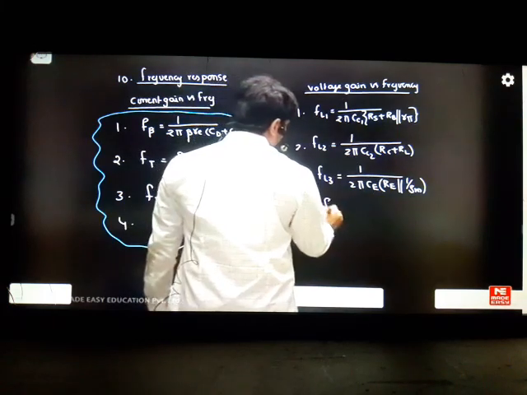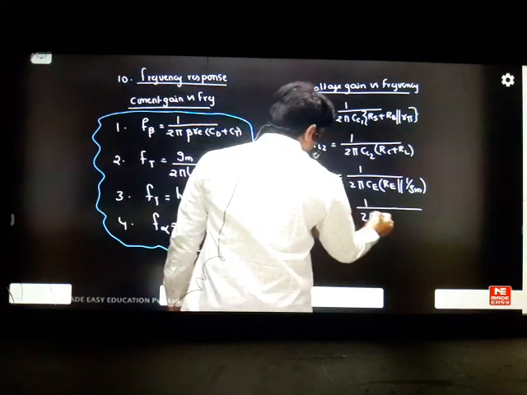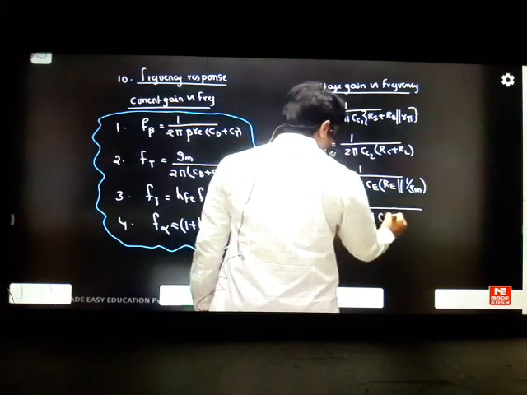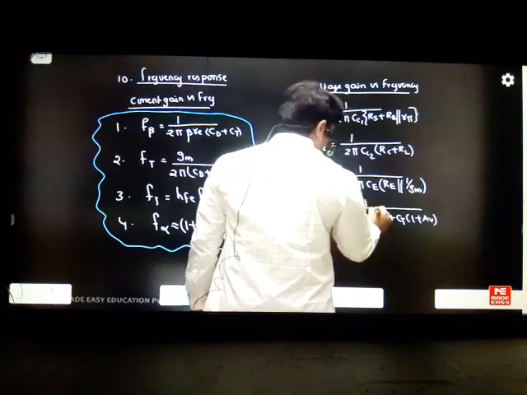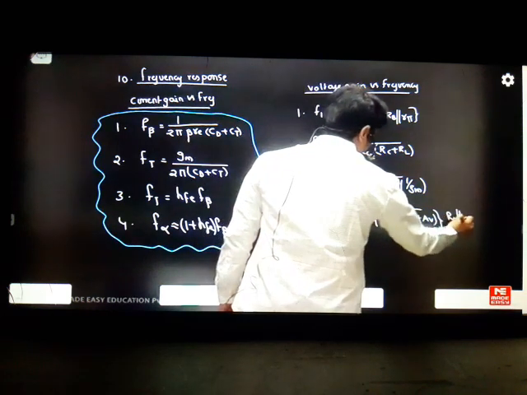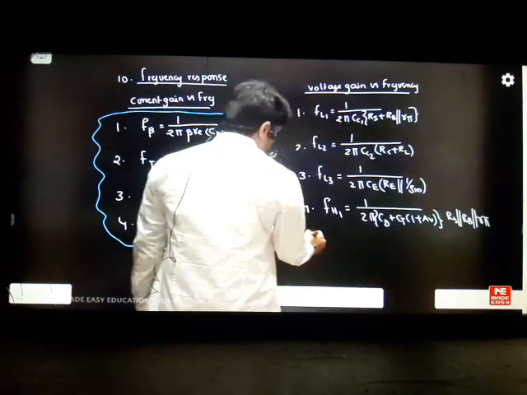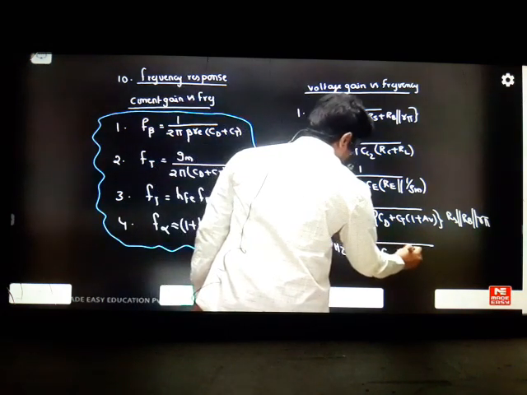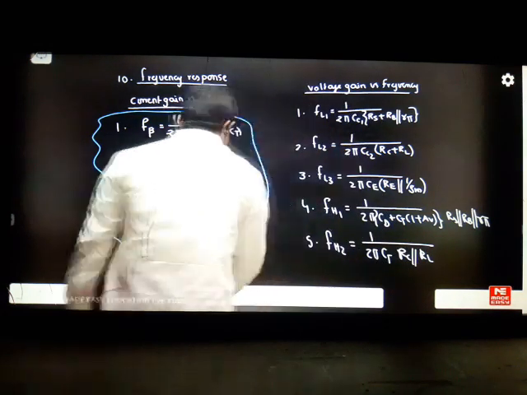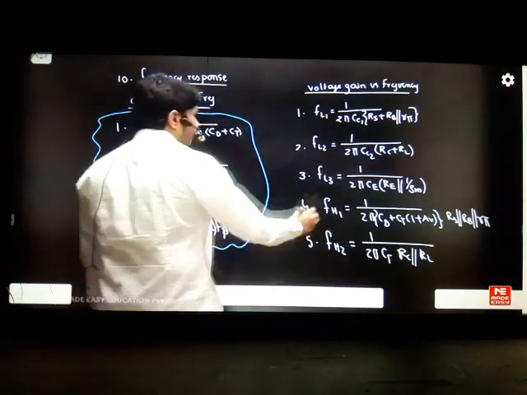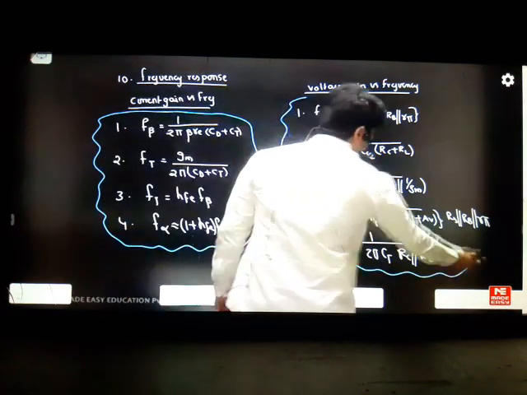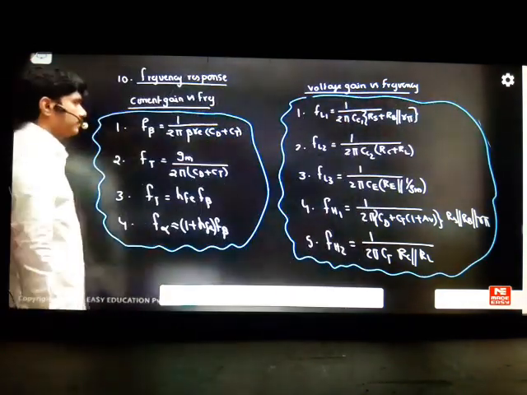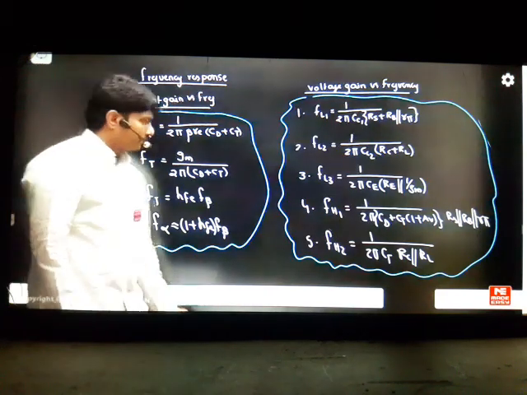Fourth formula, FH1 is 1 by 2 pi CIN, that is CD plus CD into (1 plus AV), Miller's effect, into (RS parallel to RB parallel to R pi). FH2 formula is 1 by 2 pi CD into (RC parallel to RL). So these are the basic formulas, which will give you a good grip on the circuit design part. You can recollect all the structures. So this completes your total frequency analysis.